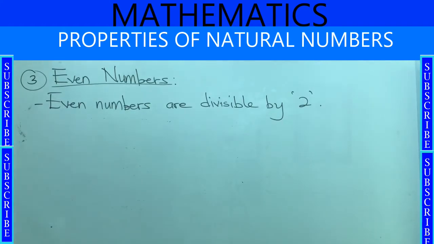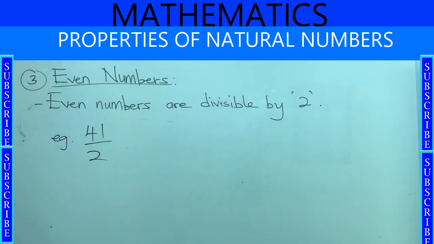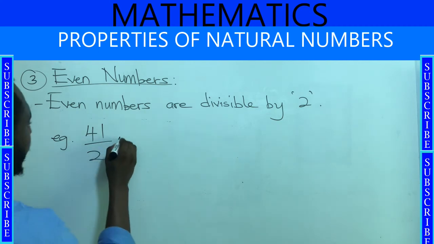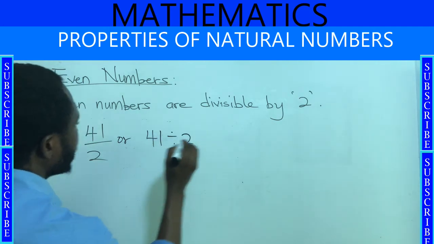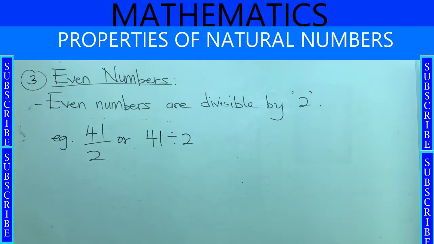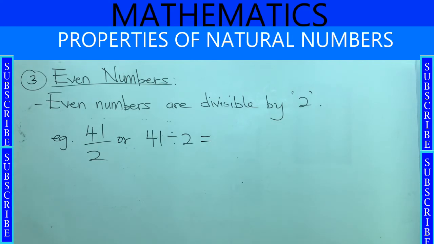Let's say our next number is going to be 41. So when you take 41 and divide it by 2, what will be the quotient or the answer? Someone will say 20 and a half. Someone will say 15 and a half. I believe you know 15 and a half is wrong. But we all know that 20 and a half is correct.